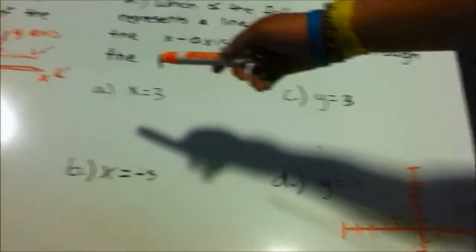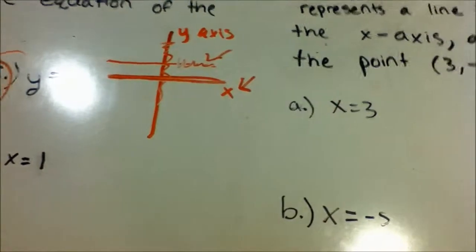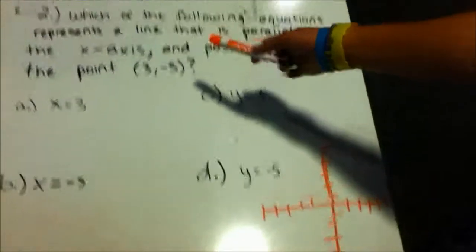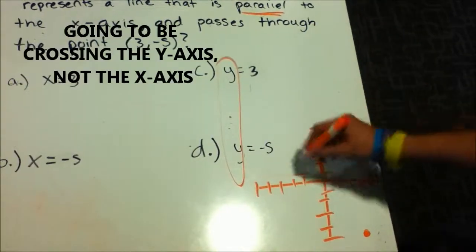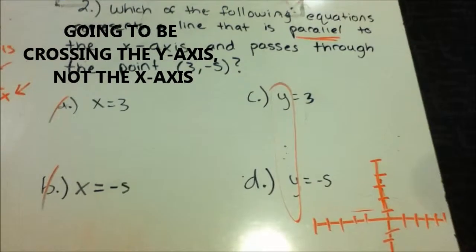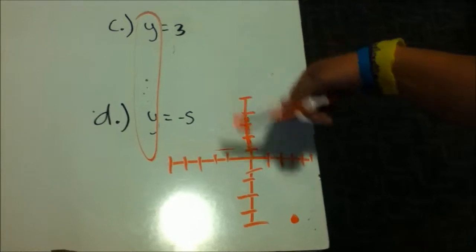If you look on that side right there, we talked about how the y and x's cross each other. If we're trying to find the x-axis, we know that it's going to be a y because of the fact that it's going to be crossing the x. So A and B are off. We look at our plotted point, we look at the 3. We look at the choices.